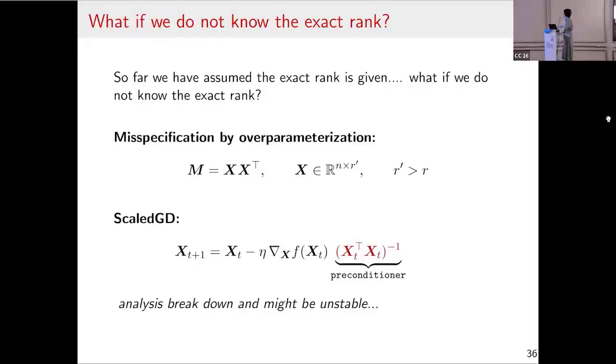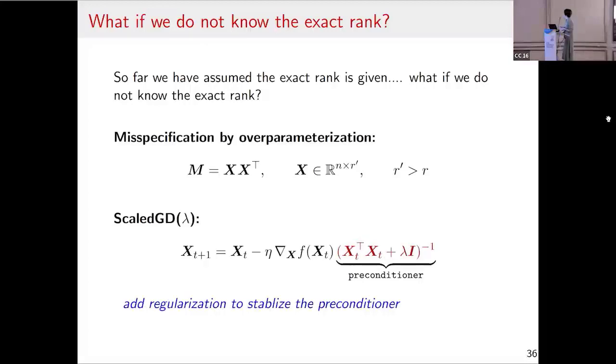So in order to fix this issue, what we can do is similar to what we usually do with Tikhonov-type regularization: add some identity matrix before we do the inversion. This helps to stabilize the preconditioner and makes the algorithm stable again.